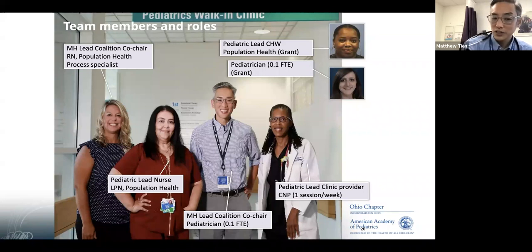We have myself and Jen. I have 0.1 time for lead, although I spend probably more than that. We have our full-time pediatric lead nurse. We have our nurse practitioner who mans our lead clinic one session per week and participates in some other team meetings. We have a pediatrician through a private grant who helps us with some of our clinical workflows, and we have a community health worker who's also supported by that grant. Next slide.